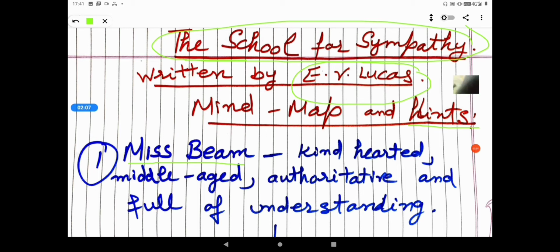Miss Beam was kind-hearted, middle-aged, authoritative and full of understanding. These are main points and you have to explain these points.